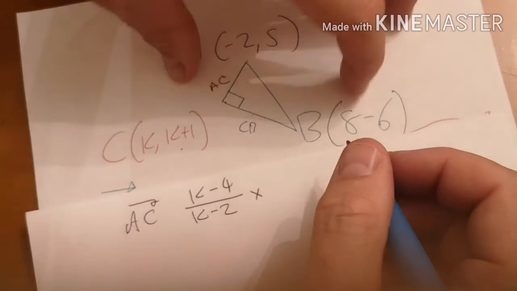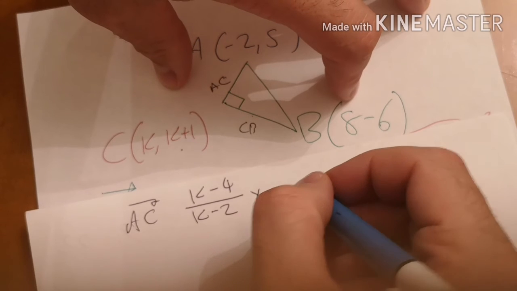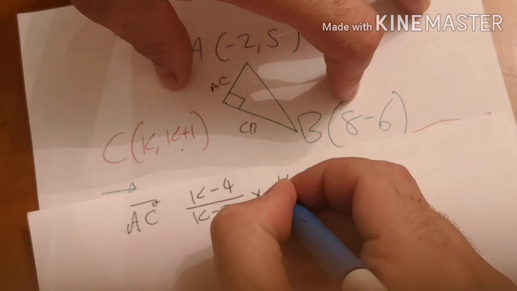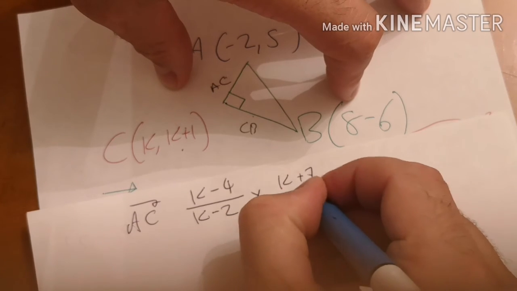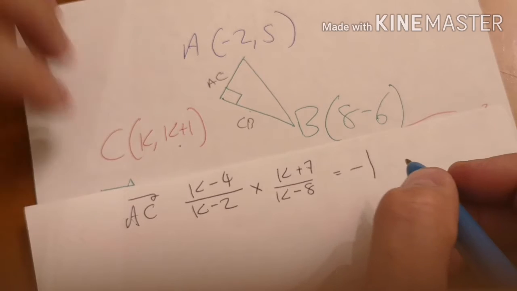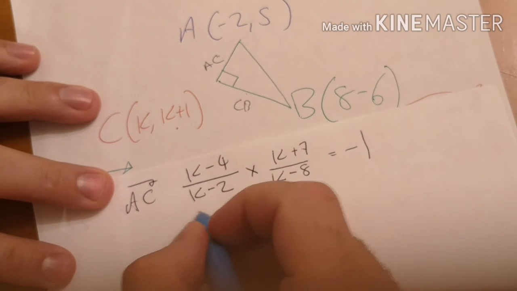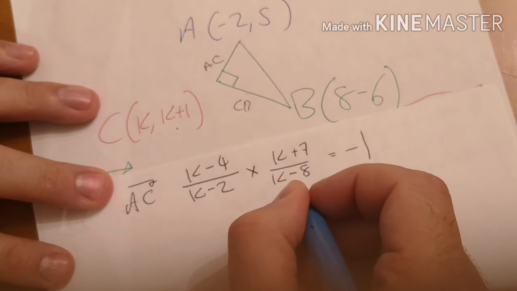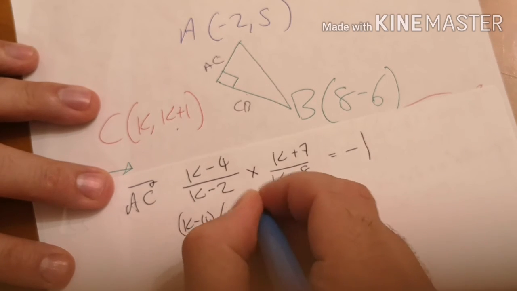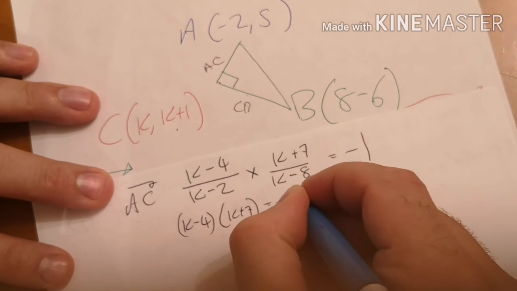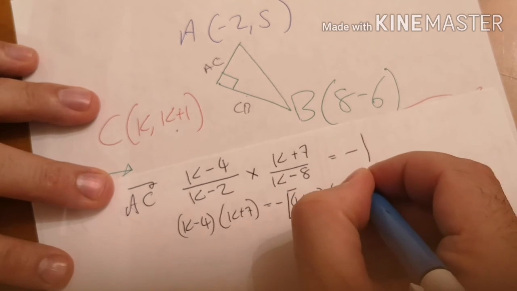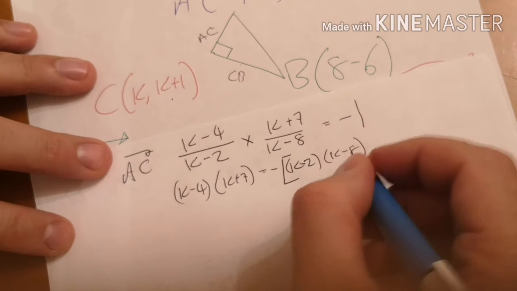Now I know if I multiply this by CB, which gives me (k + 7) over (k − 8), that's got to equal minus 1. And then all we have to do is solve that. I'm going to bring both my denominators over. So essentially I'm multiplying by (k + 2) and (k − 8). So we've got (k − 4)(k + 7) equals negative (k + 2)(k − 8). Okay, and then all we need to do is solve all this.